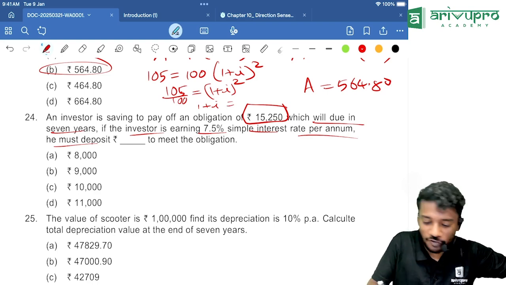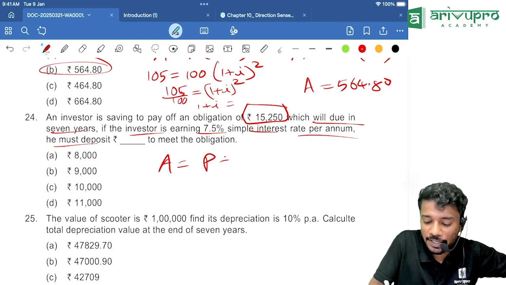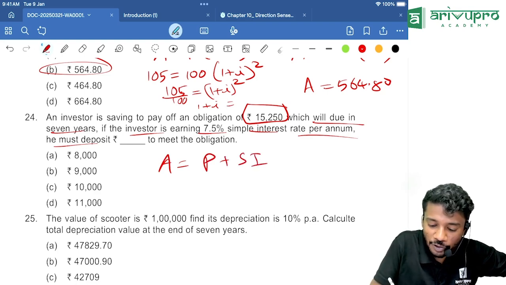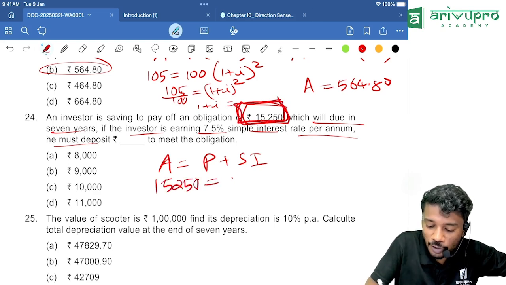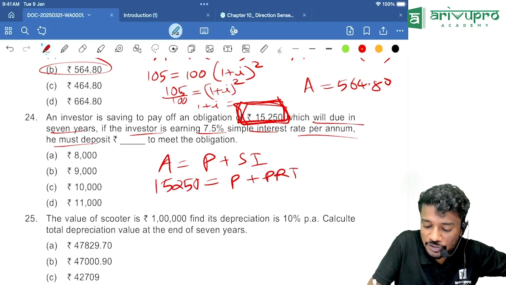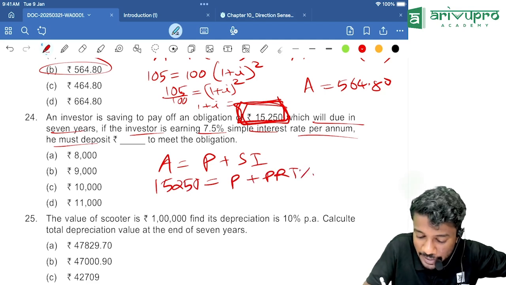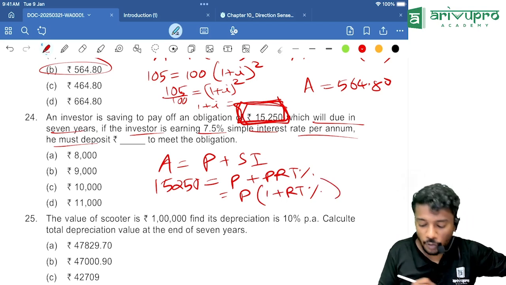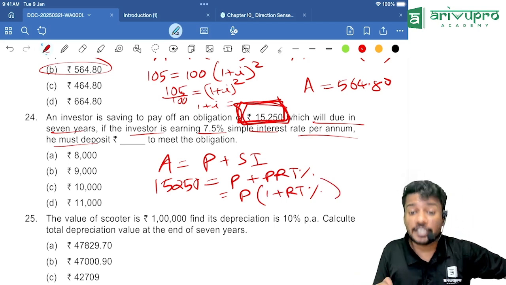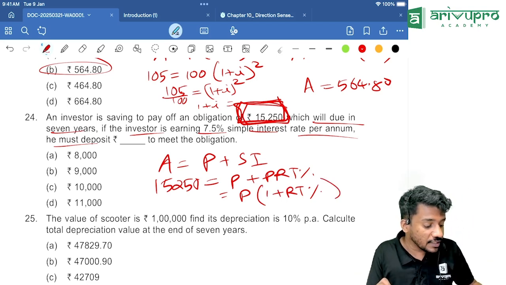Simple interest, what is the formula? Amount is equal to P plus SI. According to the question, what is the amount he needs to accumulate? 15250, which is equal to P into PRT percentage. Correct? So P is common. P into (1 plus RT percentage). Now, can you find the value of 1 plus RT percentage? So first find RT percentage.